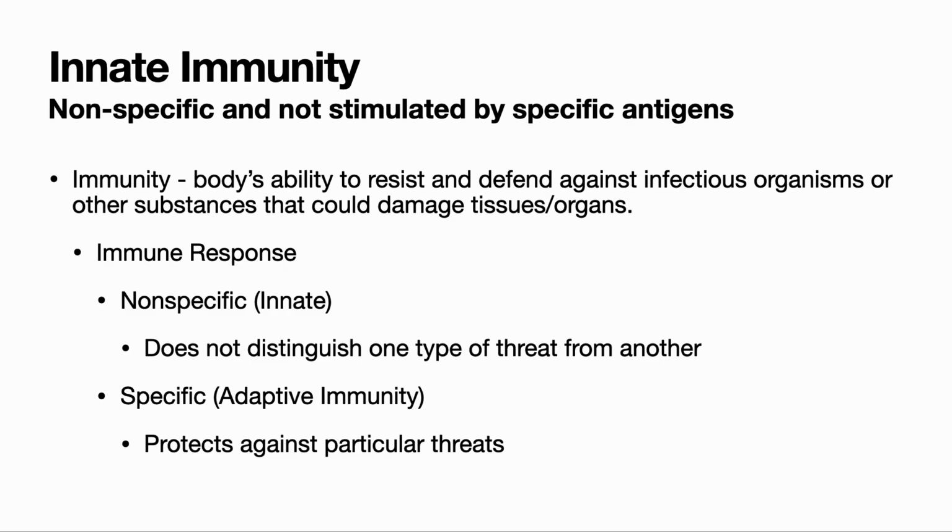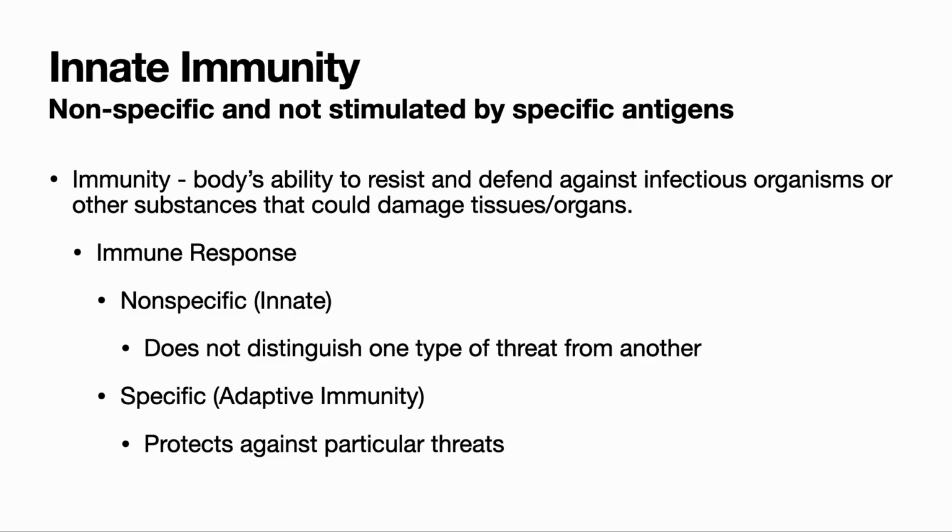So the first thing that's really important to be aware of is that there's actually two kinds of immunity. We're going to have innate immunity and we're going to have adaptive immunity. In this video lecture, we are only talking about innate immunity. Another way of describing innate immunity is by saying it's non-specific. So it's not stimulated or targeting any specific antigens. Instead, it's just going after anything that might be harmful.